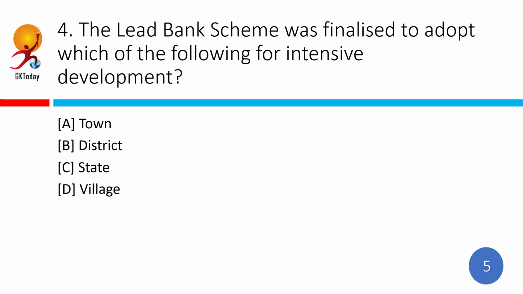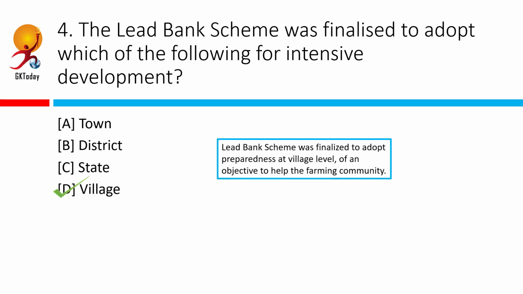The Lead Bank Scheme was finalized to adopt which of the following for intensive development? Correct answer is village. Lead Bank Scheme was finalized to adopt preparedness at village level of an objective to help the farming community, because the idea was to reach the poorest of the poor, and the basic idea was to have an area approach for targeted and focused banking.